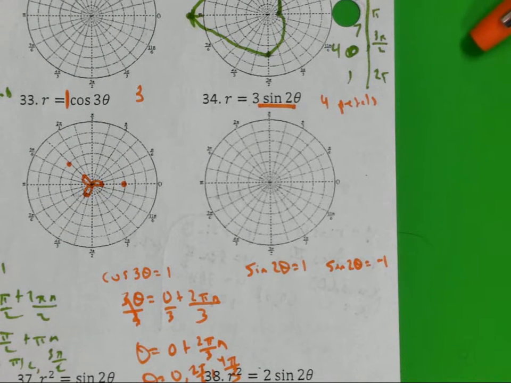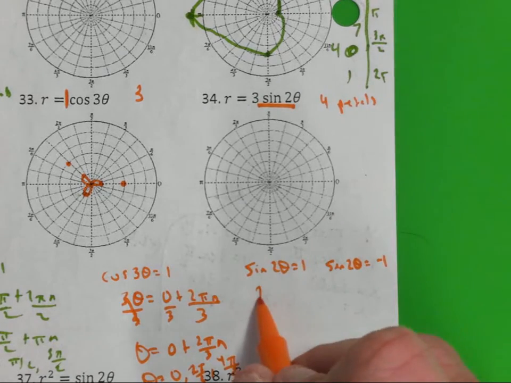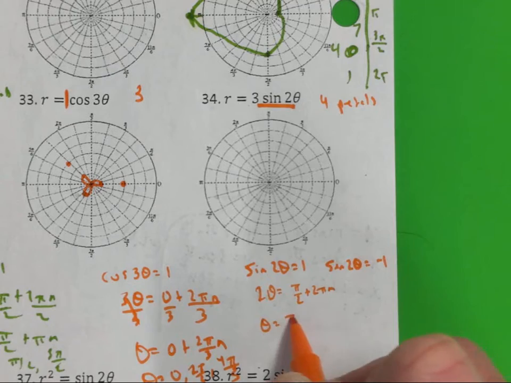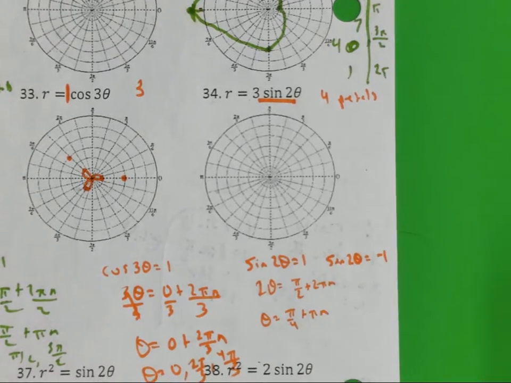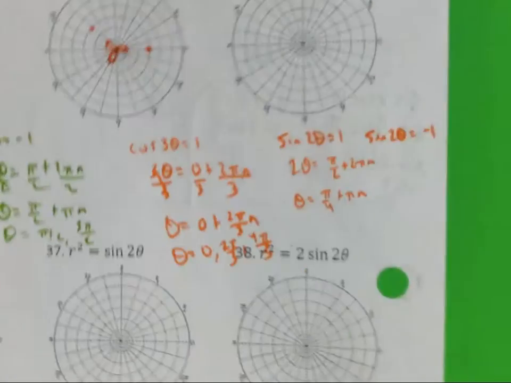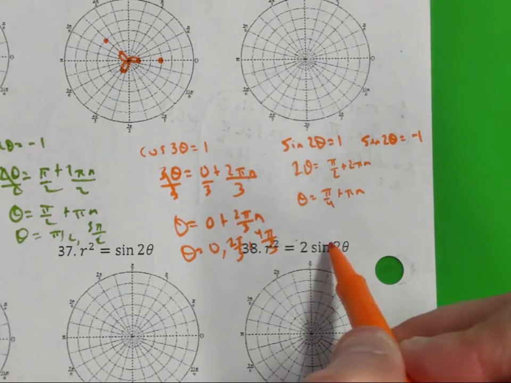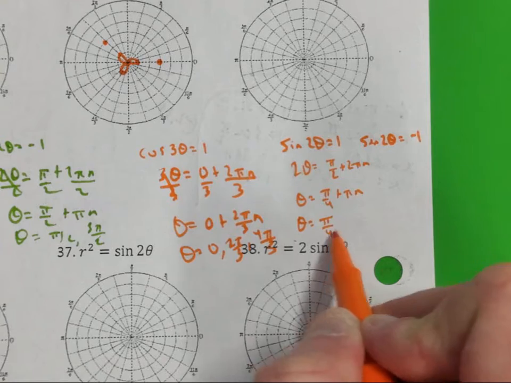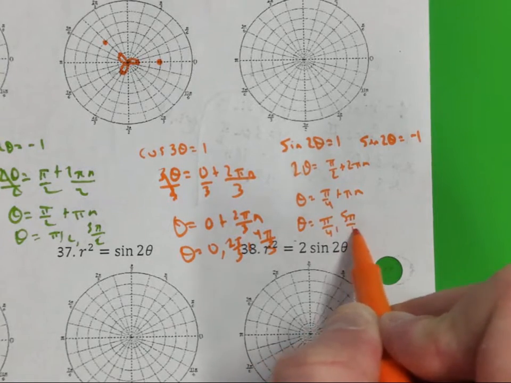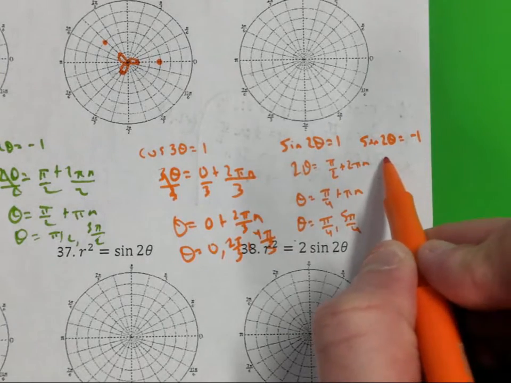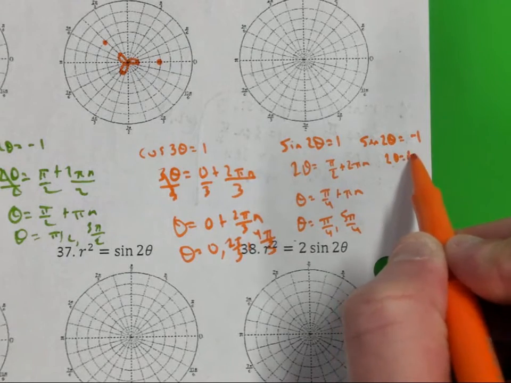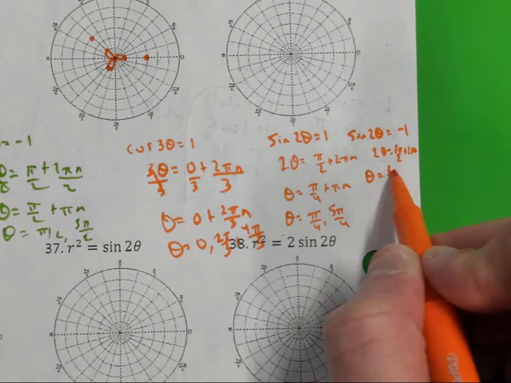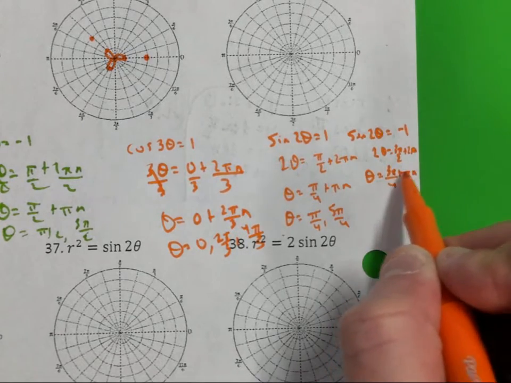What sine value gives you a value of 1, guys? Pi over 2. Divided by 2, that's going to give me pi over 4 plus pi n. I got 4 petals, so I'm going to have 2 answers come from this one, 2 over here. So theta equals, I let n be 0, gives me pi over 4. Let it be 1, that's going to be 5 pi over 4. What sine value gives you negative 1? That is 3 pi over 2. I'm running out of room here. That's going to be 3 pi over 4 plus pi n.